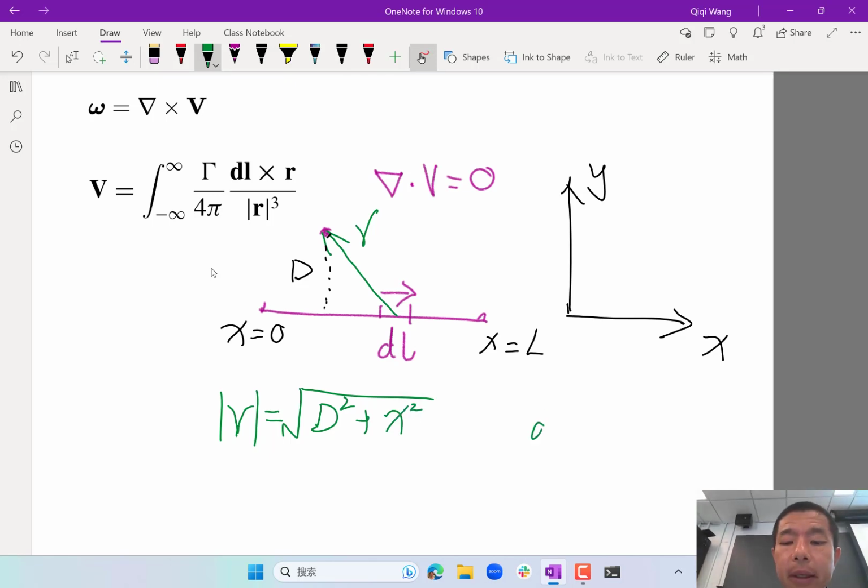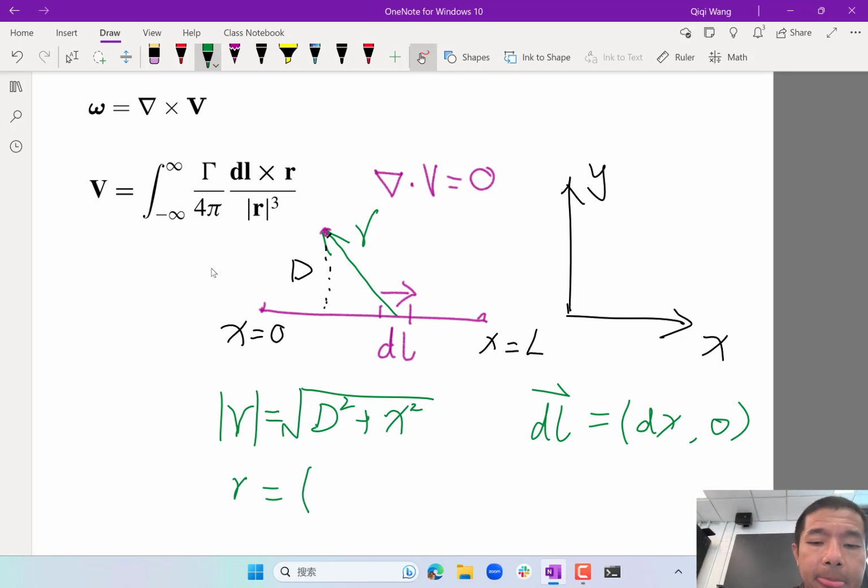And the dl as a vector is just equal to dx and 0, right? And r as a vector, the x component of r is going to be the location of the dl of the segment x. So let's say dl is at x minus the location of the point, so that's x naught. And the y component is going to be d, right?